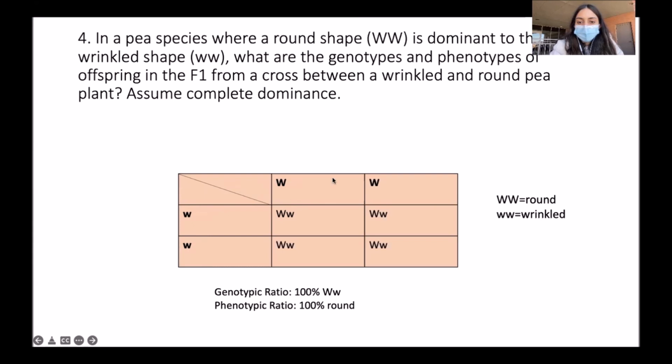And then we're going to cross them, big W, little w, and put it here. Big W, little w here, big W and little w, and here. So we see we have 100% big W, little w. We have 100% heterozygotes. And the phenotypic ratio, because this is complete dominance, we're going to have big W, little w, right? So we're going to see that round is dominant over wrinkled. So we're going to have 100% round in phenotypes, okay?